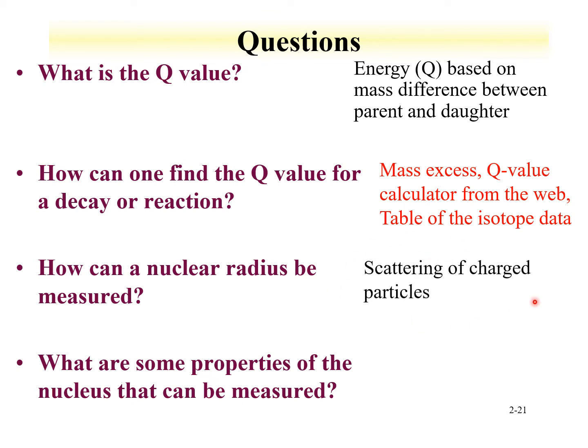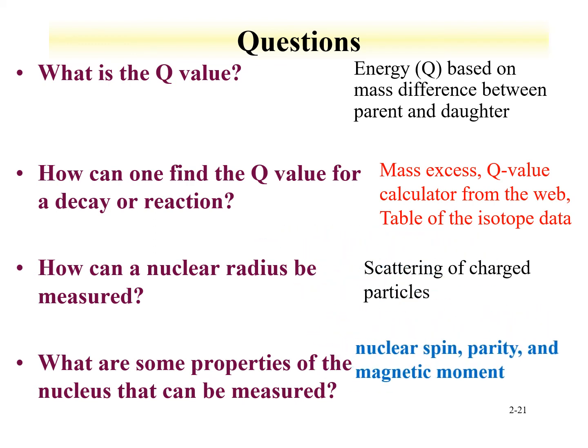How can radius be measured? Generally by scattering of charged particles. One could use both positively and negatively charged particles: electrons, protons, alpha particles. They will give information about the scattering, and that scattering information can be utilized to not only provide information on the radius of the nucleus, but give some details on the structure of the nucleus itself.